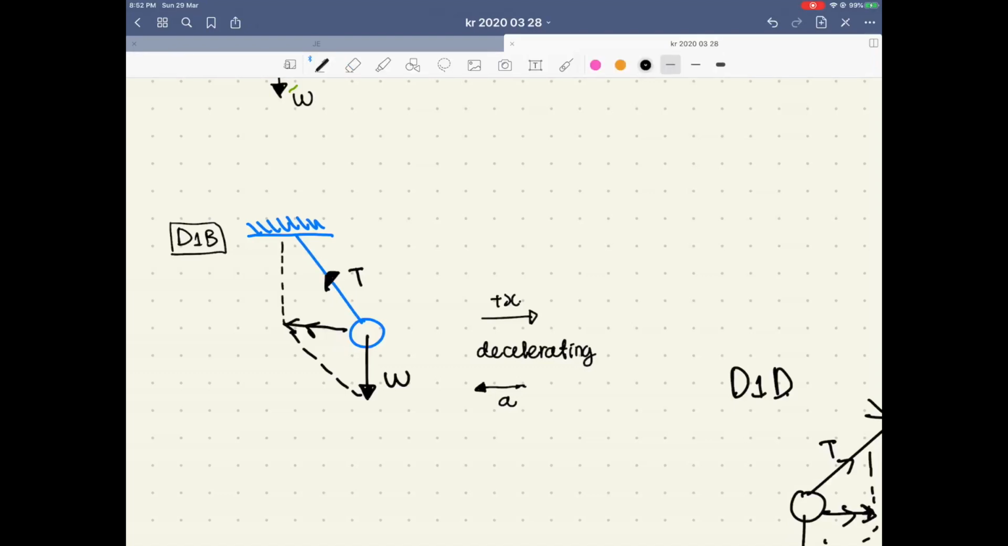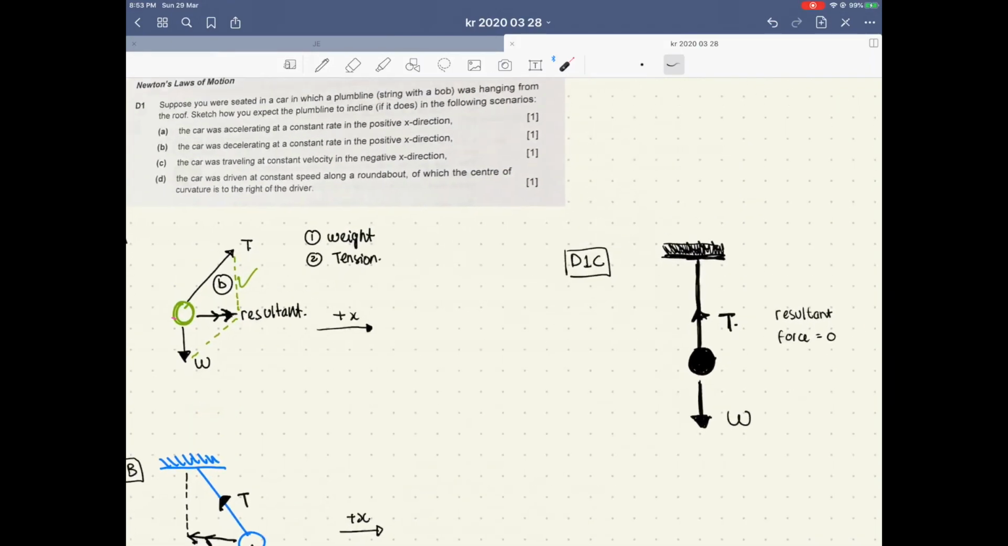Your resultant must be pointing to the left. See, I draw the resultant pointing to the left, because the acceleration is pointing to the left also. The weight is confirmed going down. Tension must slant up and slightly to the left. Otherwise, the resultant won't be to the left. Very simple.